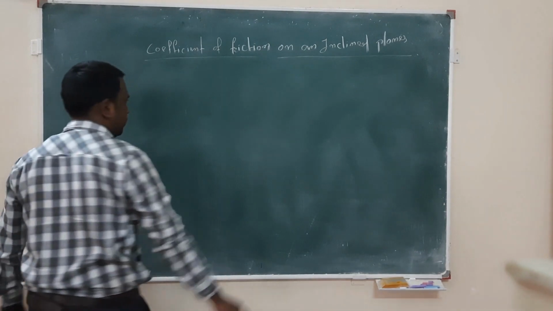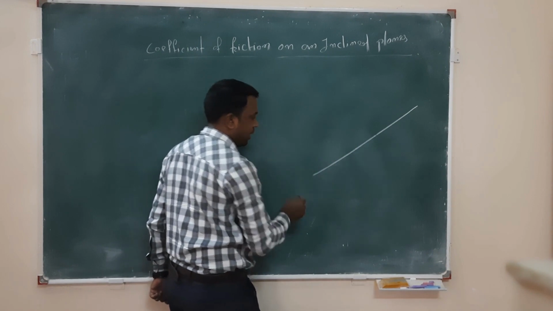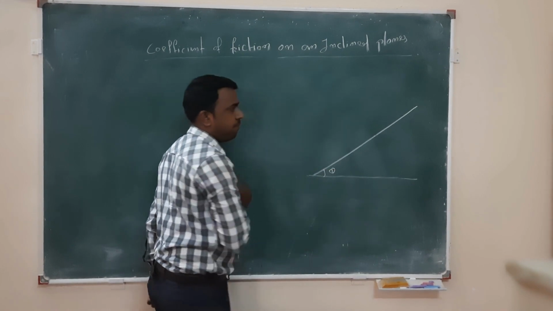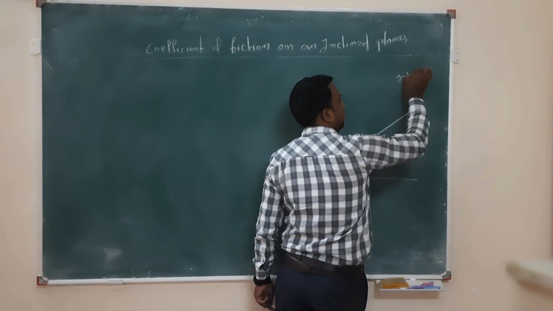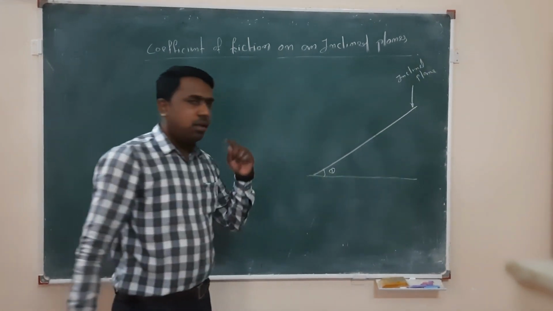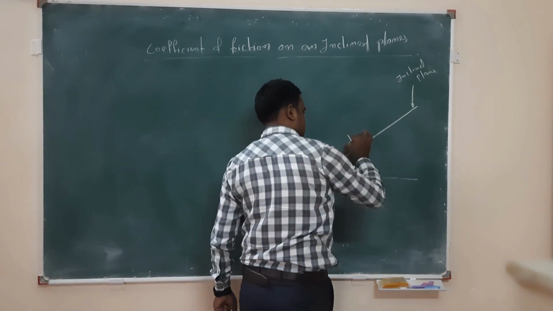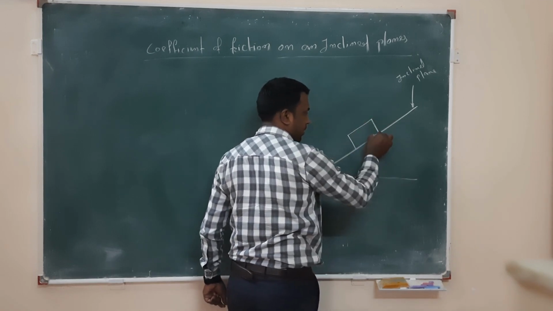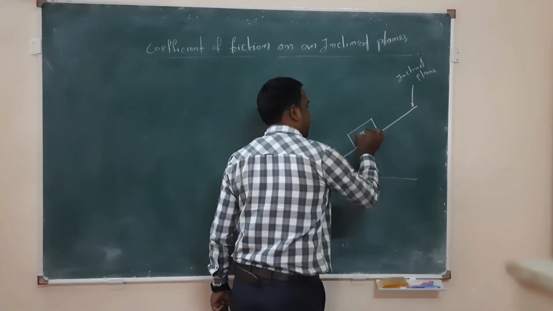So consider the inclined plane having angle theta with respect to the horizontal surface. So this is the inclined plane, having angle theta with respect to the horizontal surface. The load W is acting on the inclined plane. So this is the box of weight W.